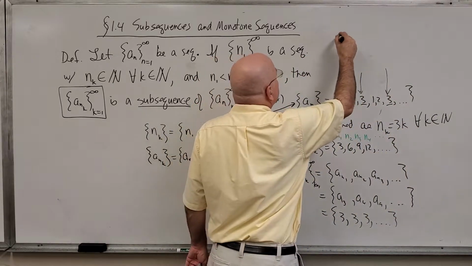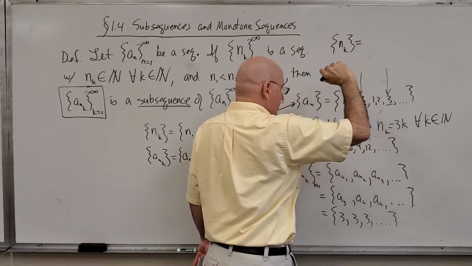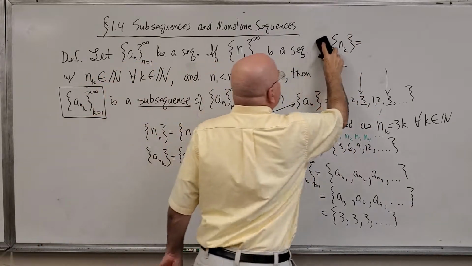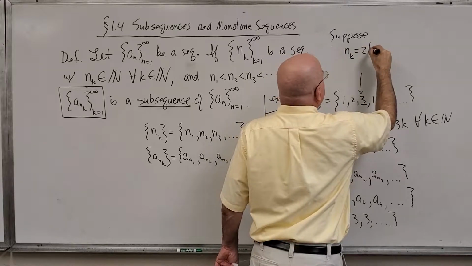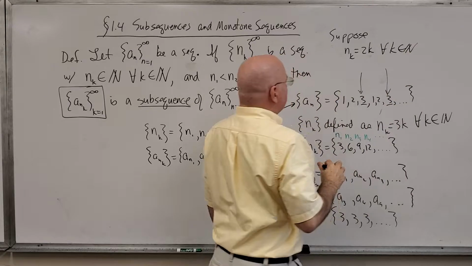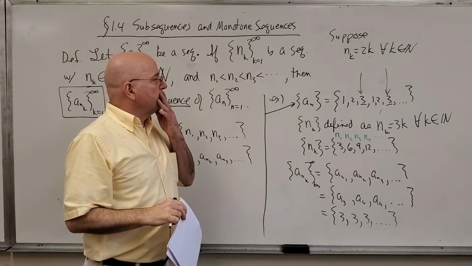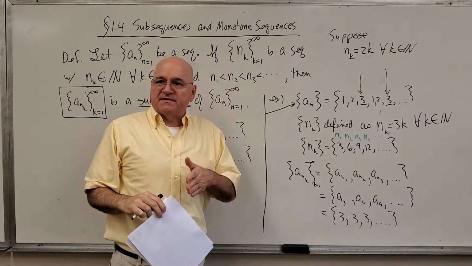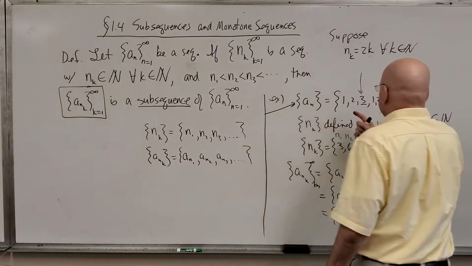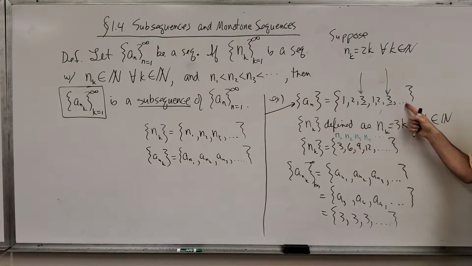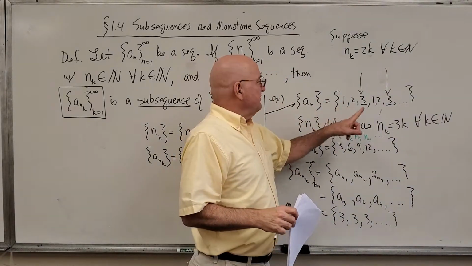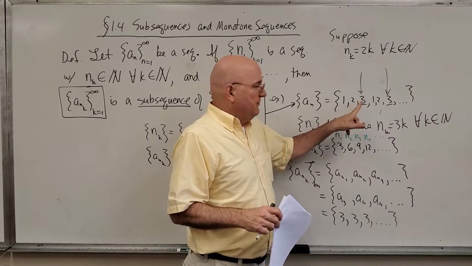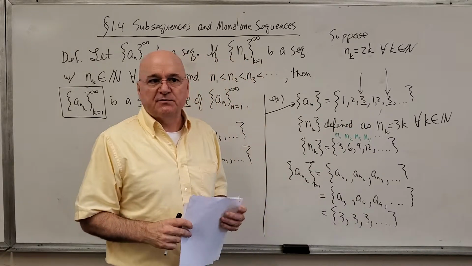Before I erase this, suppose I said that n_k is equal to 2k for all natural numbers. What would the subsequence a_{n_k} be? Every other element, in particular, starting with the second one, the even elements. And it's a really easy one to figure out. It's 2, 1, 3, 2, 1, 3, repeating. And if we picked every third element, starting with the first, it would be the sequence of 1s. If we started every third element with the second, it would have been nothing but a constant sequence of 2s.